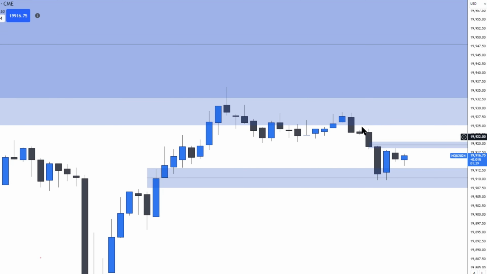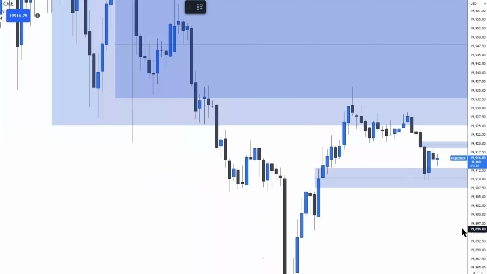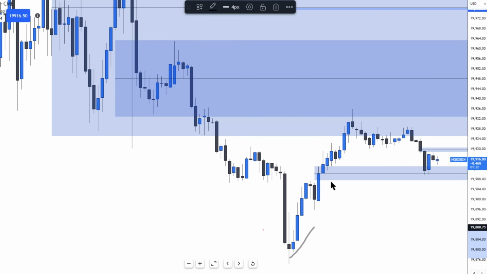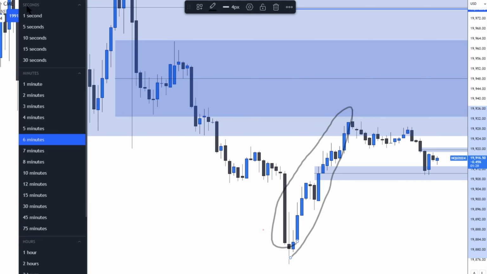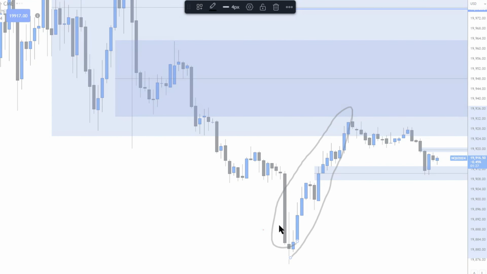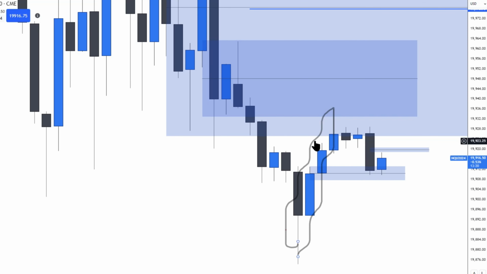And then it goes into a consolidation phase. Now this on another time frame is just one big expansion move up right here. If we go to like a 30-minute, we can see there that it's just an expansion phase, followed by a consolidation and then a retracement phase. And then we're doing the stopping action right now.